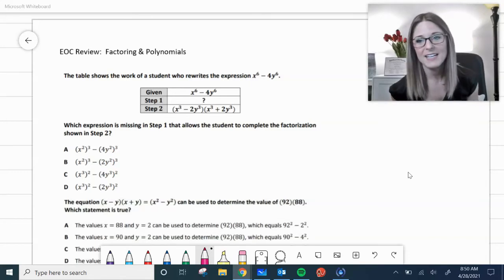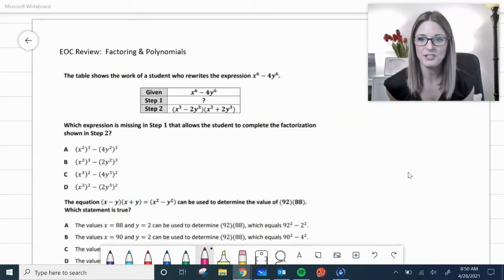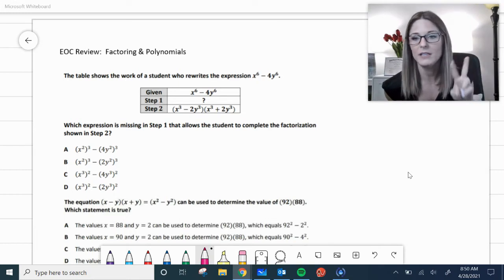Hey guys, so here are some benchmark questions that are focusing on factoring or polynomials, which is still a pretty broad topic. We have taken two benchmarks. We took one in the fall and we took one in the spring.